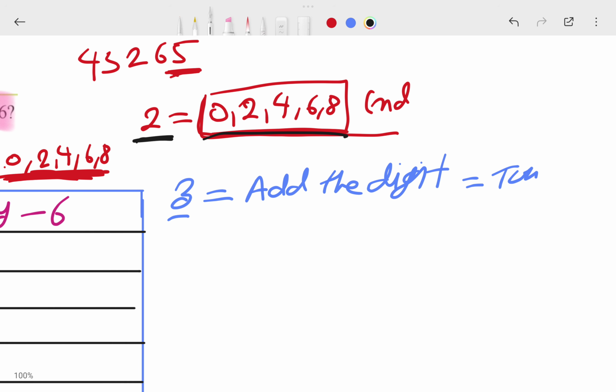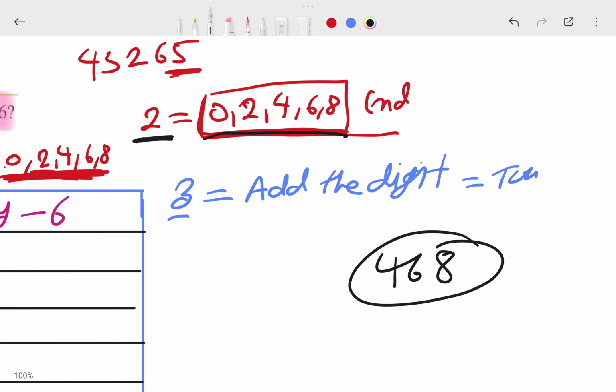Looking at the number, how can you say this number is going to be divided by 2, like 4, 6, 8? Just see the end of that number. If at the end of the number there is 0, 2, 4, 6 or 8, then it is going to be divided by 2. So in this one there is 8 at the end, so it is going to be divided by 2.